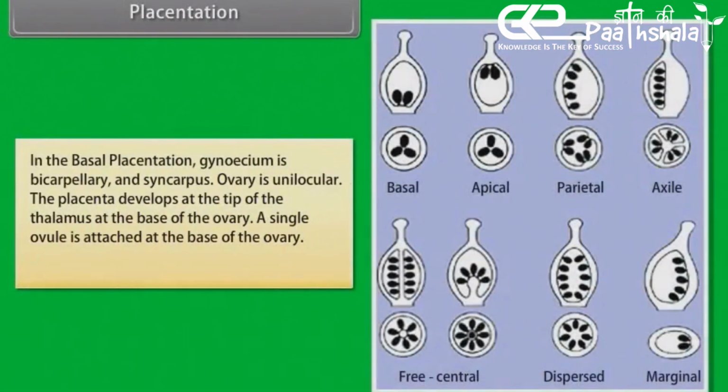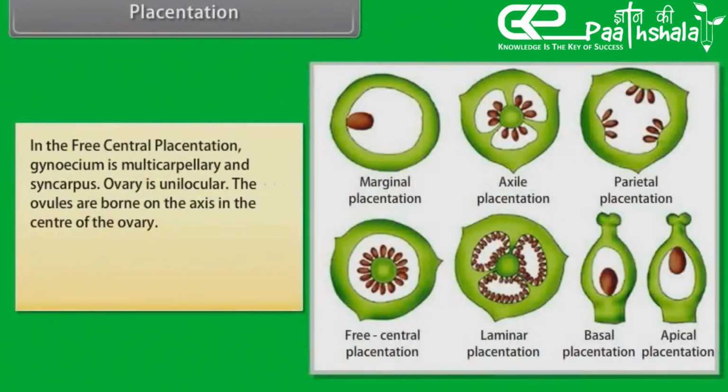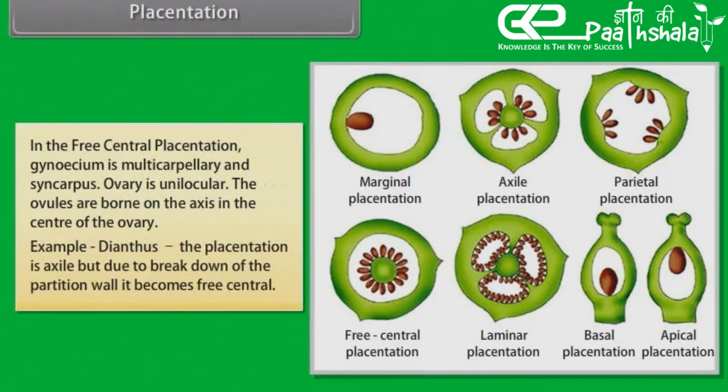In the basal placentation, gynoecium is bicarpellary and syncarpous. Ovary is unilocular. The placenta develops at the tip of the thalamus at the base of the ovary. A single ovule is attached at the base of the ovary. Example: Tagetes. In the free central placentation, gynoecium is multicarpellary and syncarpous. Ovary is unilocular. The ovules are borne on the axis in the center of the ovary. Example: Dianthus. The placentation is axile, but due to breakdown of partition wall, it becomes free central.